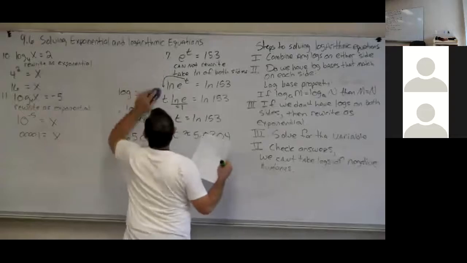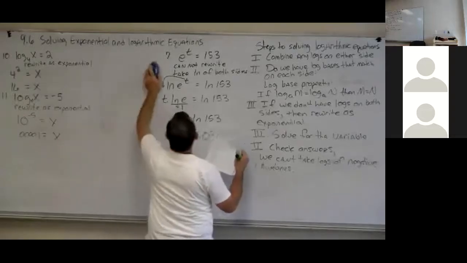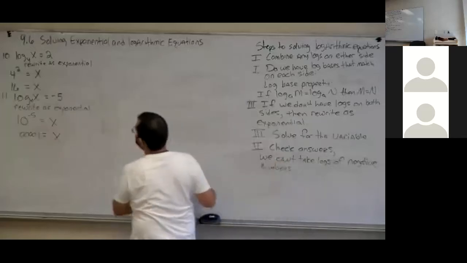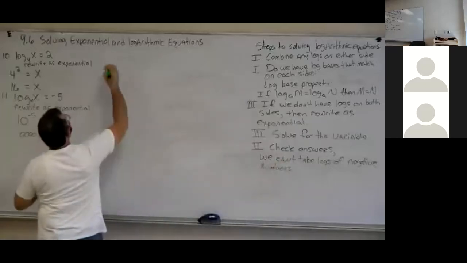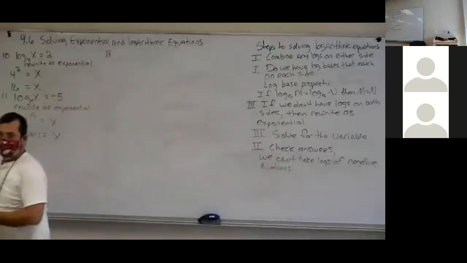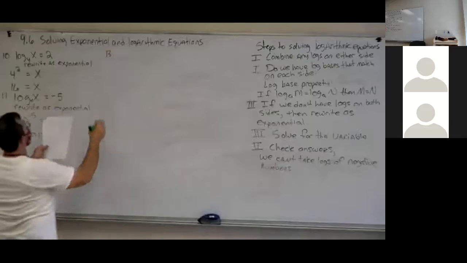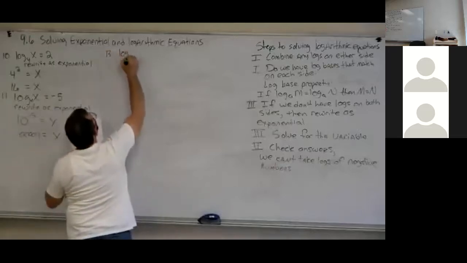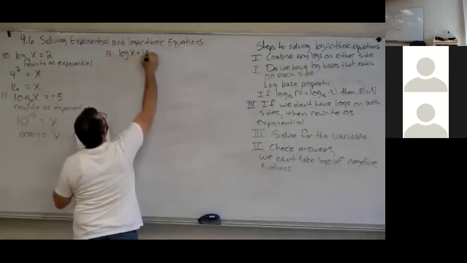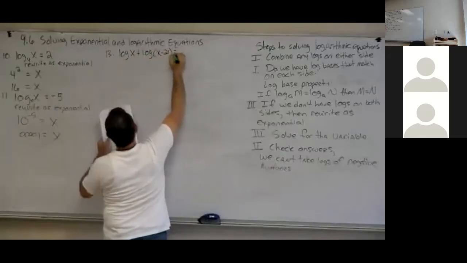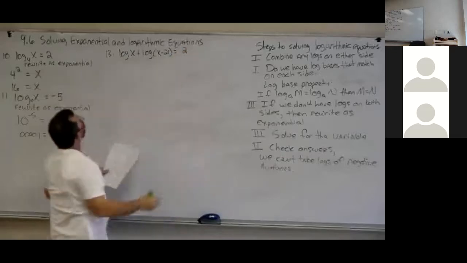All right, so I'm going to skip 12 a second because I want to do this 13. Are you on the actual homework page? Are they matching what I'm doing sort of? Other than the numbers? Okay. So 13, I have a log plus a log. So I got a log x plus a log x minus 21 is going to equal 2.